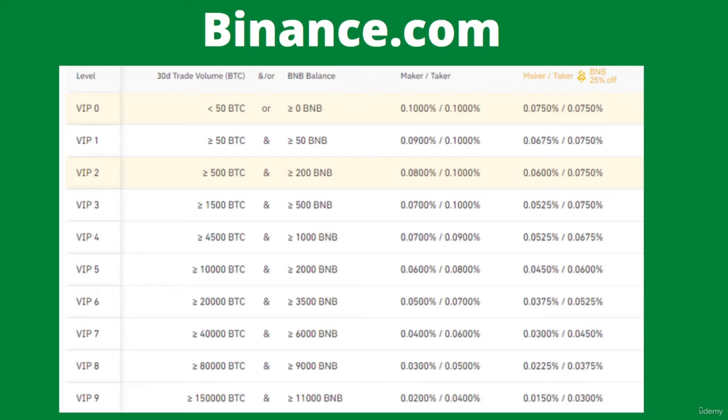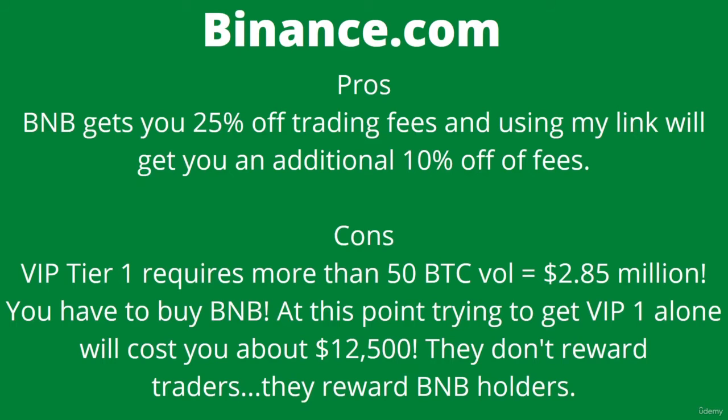But as far as the fees go, they could do a much better job, in my opinion. So again, Binance.com, the pros. BNB, same old stuff. It gets you 25% off your trading fees.